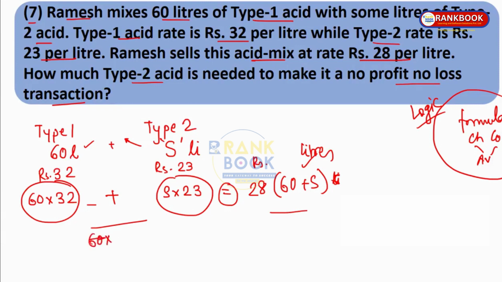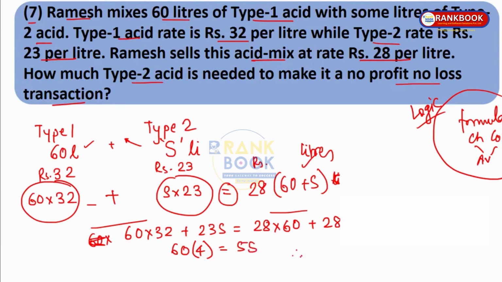This is 60 into 32 plus 23S would be equal to how much? Again, let's write it over here: 60 into 32 plus 23S would be equal to 28 into 60 plus 28S. No need to calculate this. What you can do is take 60 common, 32 minus 28, how much is it? 4. That would be equal to 28 minus 23, how much? 5S, okay? Therefore, S would be equal to 5 into 12, 12 4s are 48.